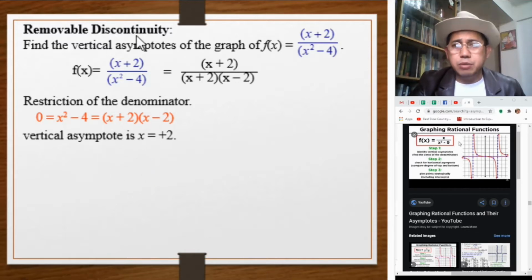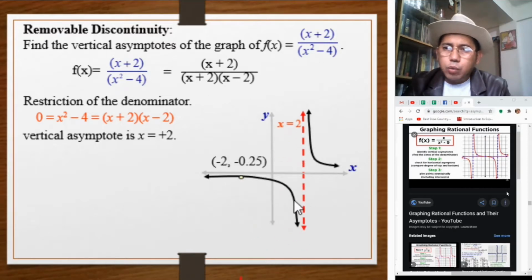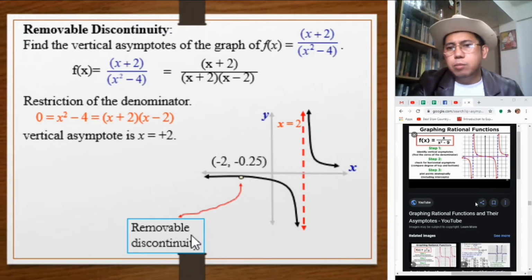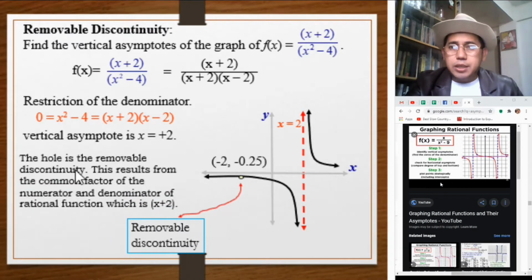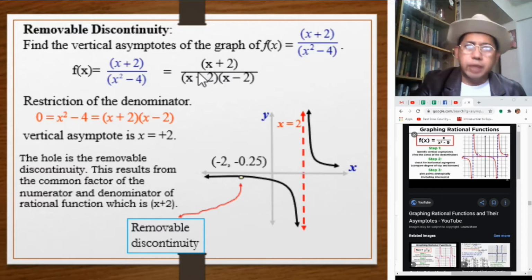If you remember, this removable discontinuity is the hole in the graph. It is the hole that you can see in the graph. Why do we have a hole in the graph? As you can see, we have the hole here. Why do we have the hole or the removable discontinuity of this graph? It says here, a hole is a removable discontinuity that results from a common factor of the numerator and the denominator. As you can see, my common factor is x plus 2 over x plus 2.